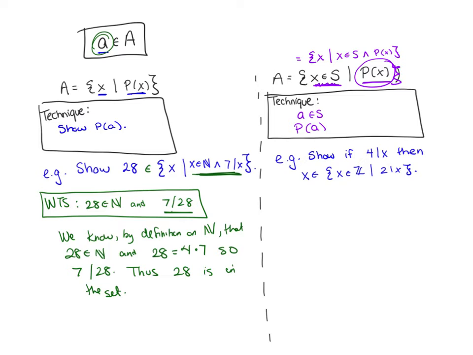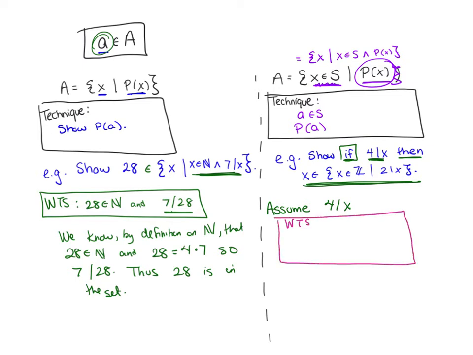So I'm asked to show if 4 divides x, then x is an element of this set. So this is actually a conditional statement, but it's got that set element inside it. So I'm going to start off with my conditional proof. So I'm going to assume my if. I'll assume 4 divides x. And then I'm going to exit the proof for a second, and I just want to think about what I want to show. So I wouldn't write this in my formal proof write-up, but it's helpful to consider.